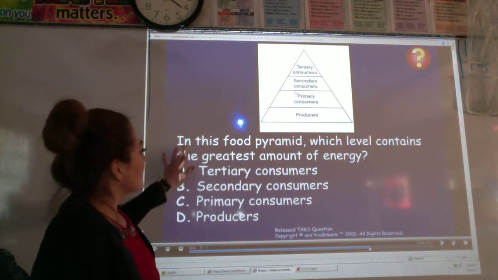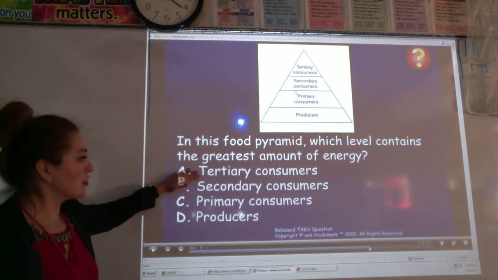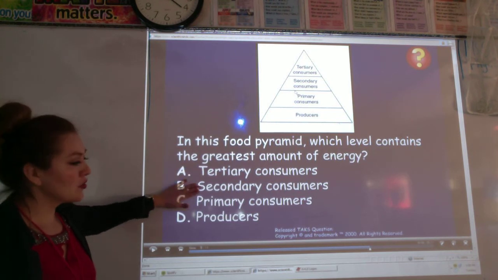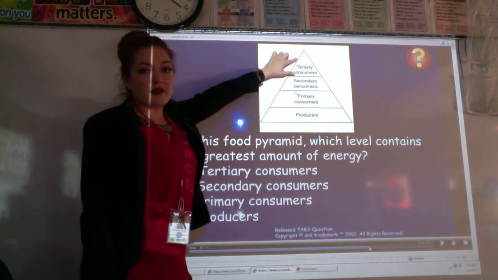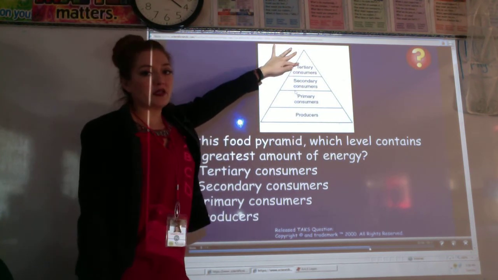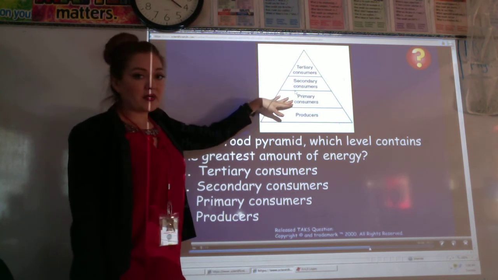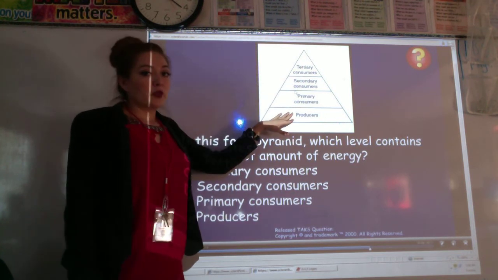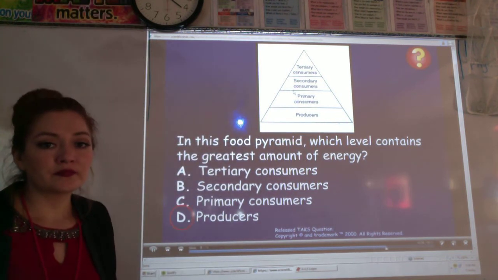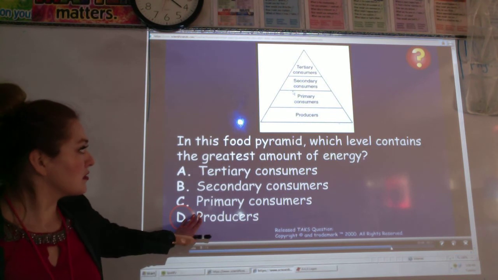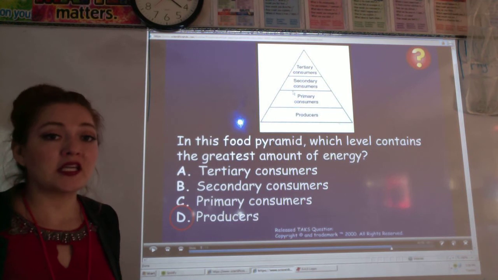Next question. In this food pyramid, which level contains the greatest amount of energy? Is it tertiary consumers, secondary consumers, primary consumers, or producers? The triangle shows right here at the very tip, it says tertiary consumers. Here it says secondary consumers. Here it says primary consumers. And here it says producers. And the answer is D, the producers. Most of the energy goes to the producers because they get their energy directly from the sun.